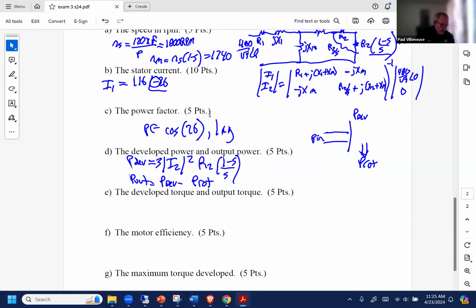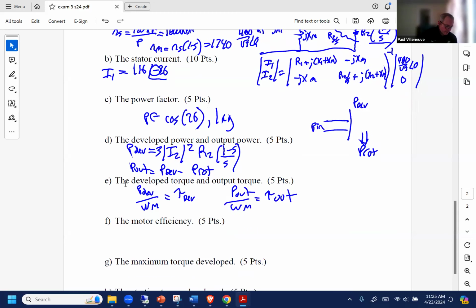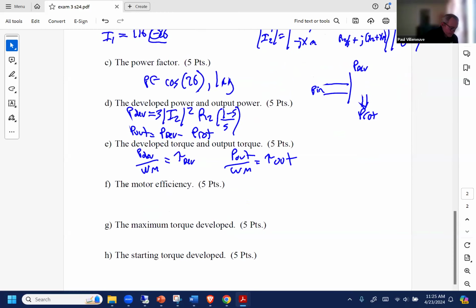So once you have that P developed, P developed divided by omega sub m is equal to torque developed, and P out divided by omega sub m is equal to T out. My efficiency is P out over P in.